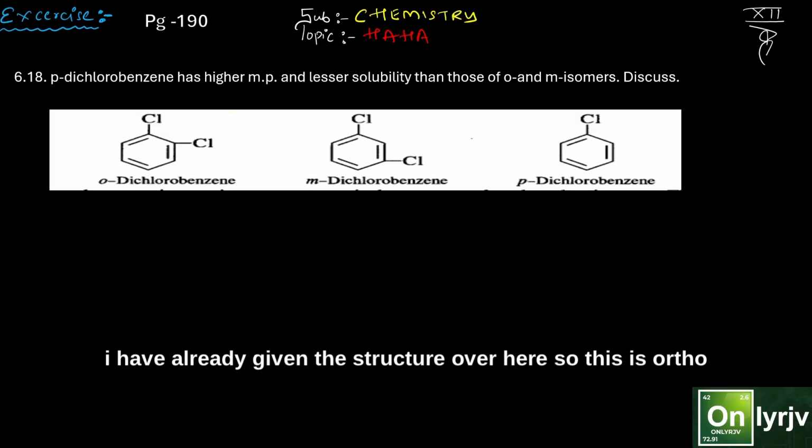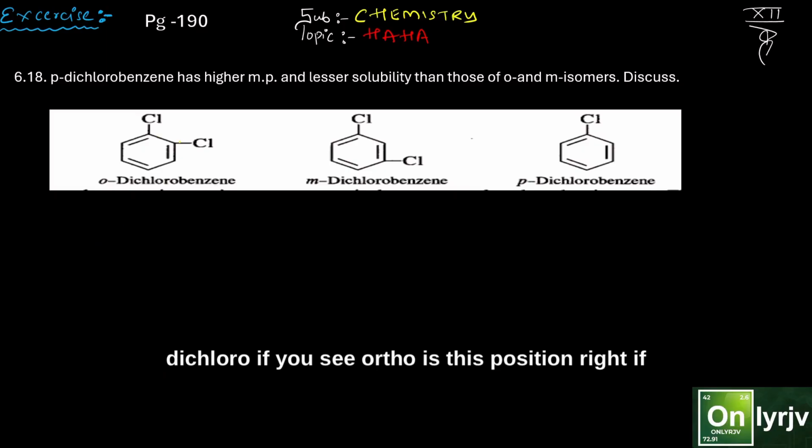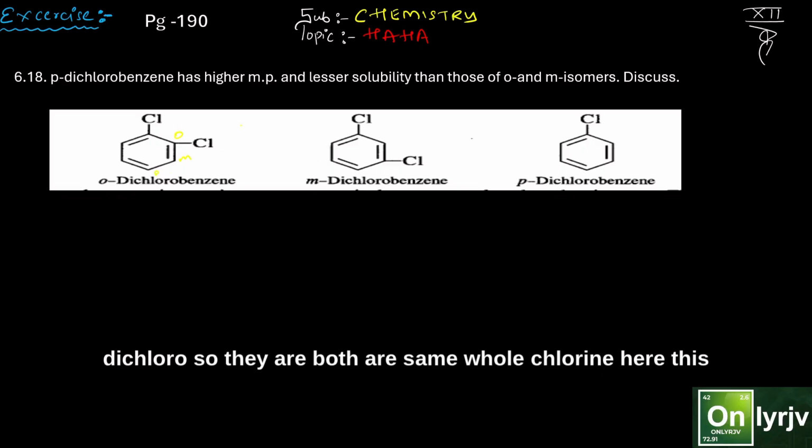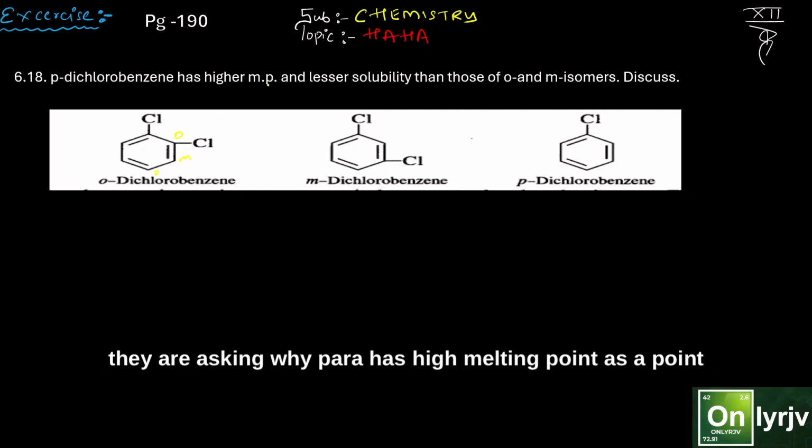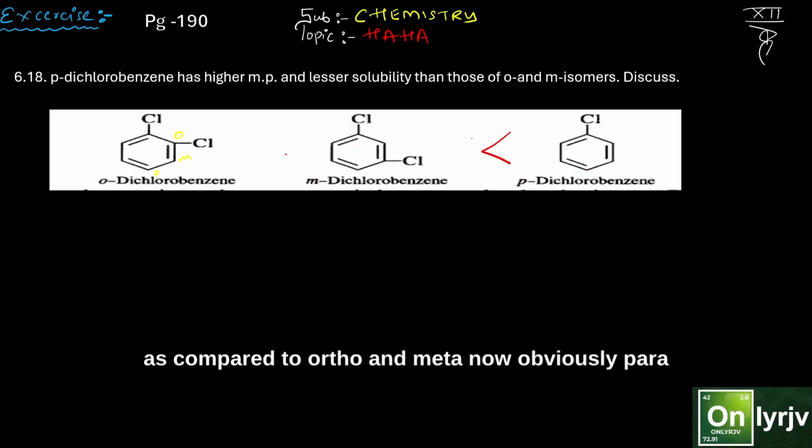So I have already given the structure over here. So this is ortho dichloro. If you see, ortho is this position, right? If this is a substituent, this is your ortho position, this is your meta, and this is your para. So dichloro, both are the same, chlorine here. This is meta and para. Now they're asking why para has high melting point as compared to ortho and meta.